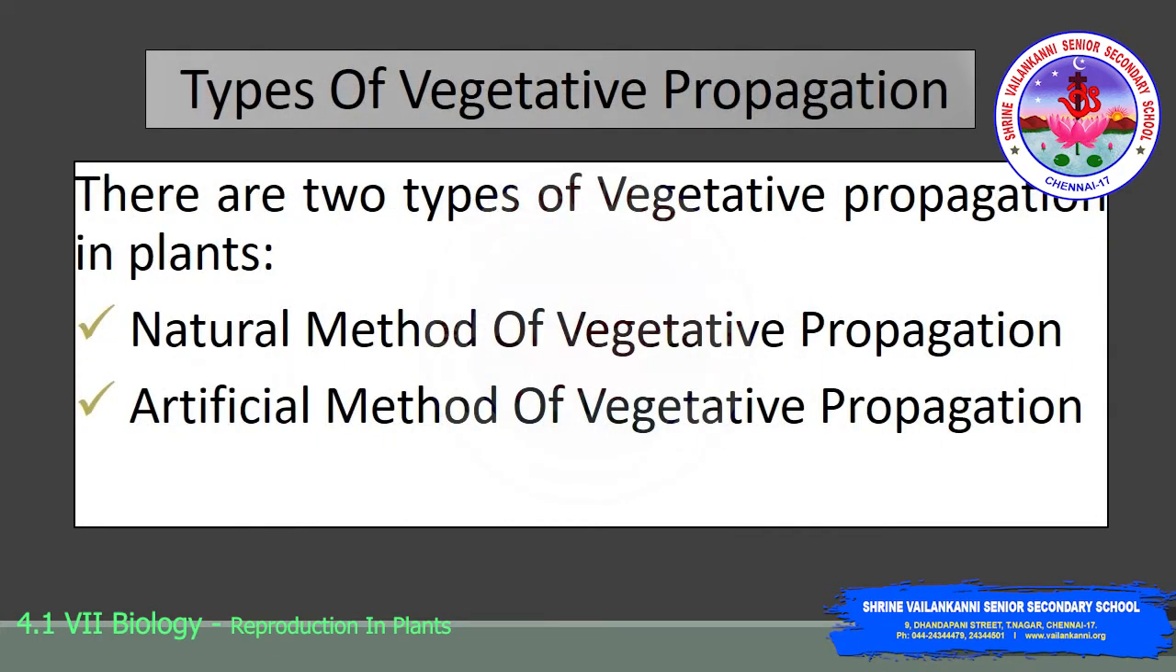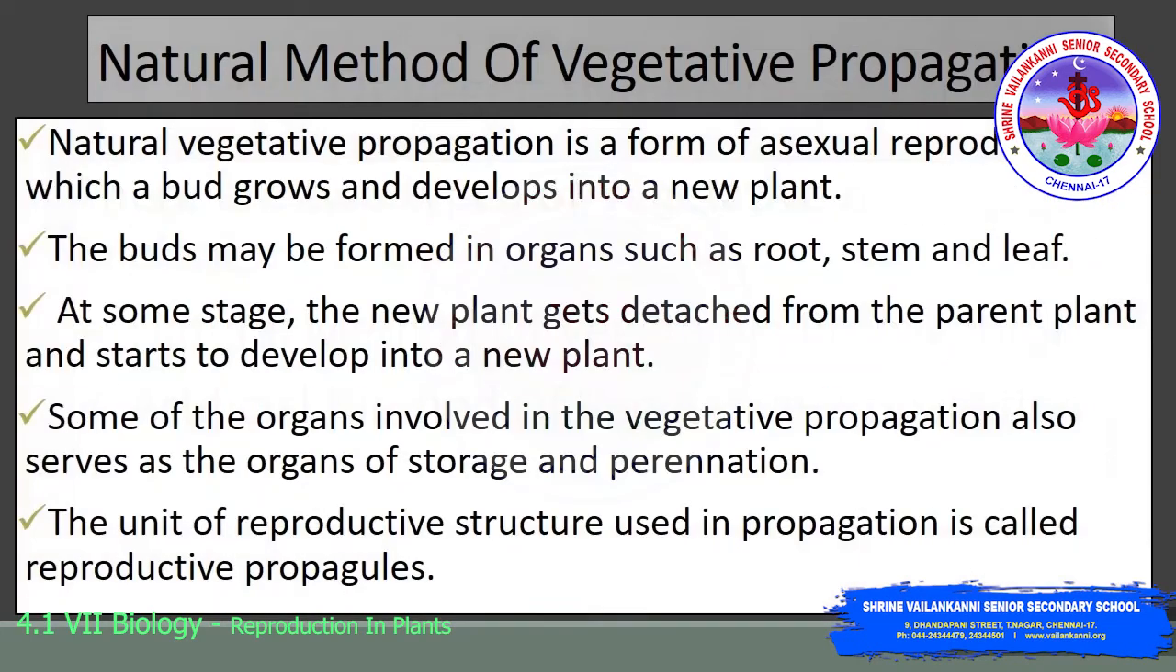Now, we shall study the types of vegetative propagation. There are two types of vegetative propagation in plants: the natural method of vegetative propagation and the artificial method of vegetative propagation. First, we shall study the natural method of vegetative propagation.